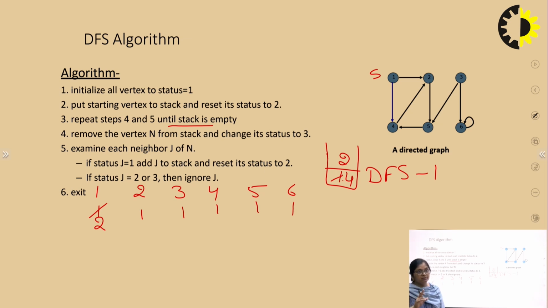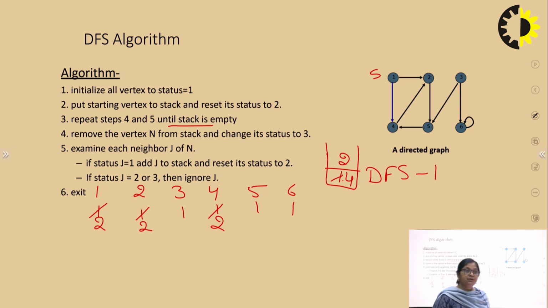Both are at distance 1, so you can take any order, 2, 4 or 4, 2. So I have pushed 4 on the stack and then I pushed 2. Any order can be taken. Now both are pushed onto the stack. It means the status is converted to 2.